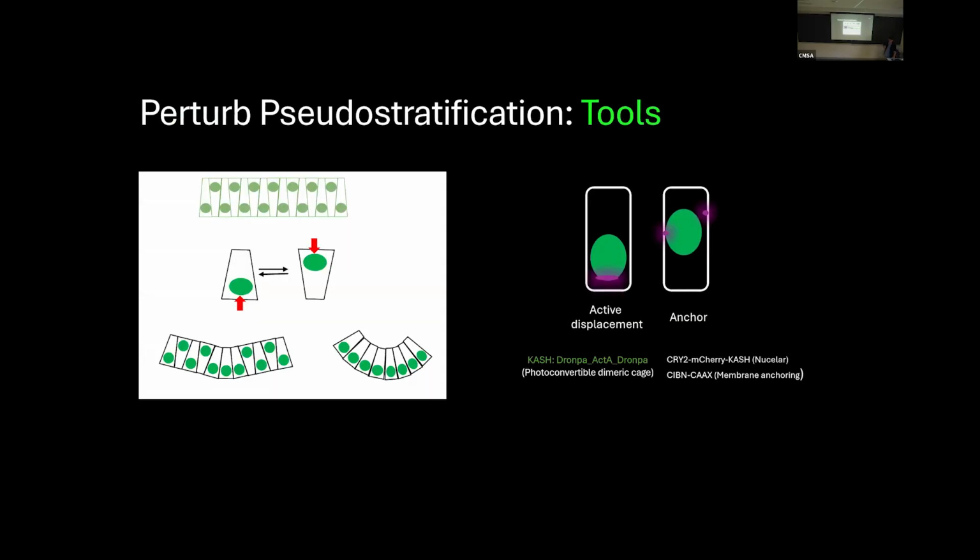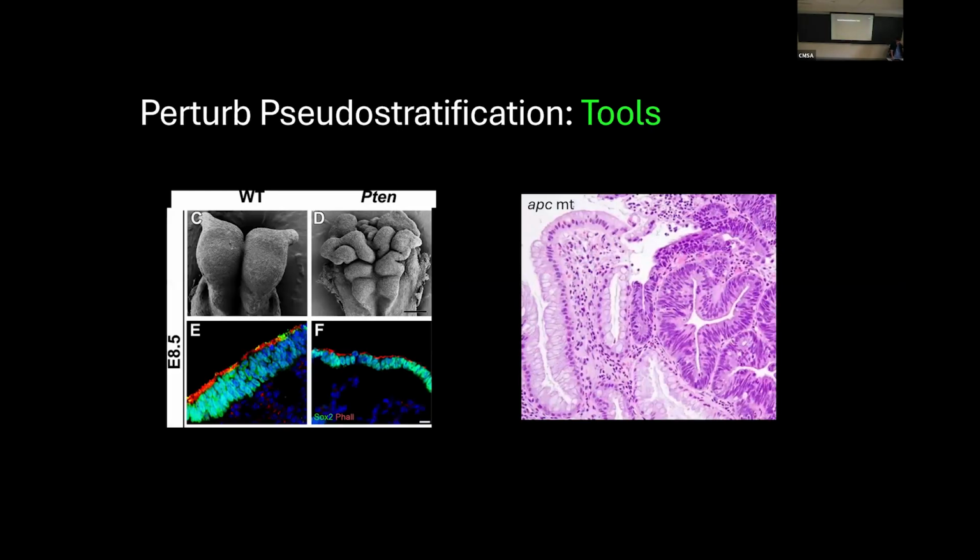That's what we're trying to do with pseudostratification. It will be nice to perturb this architecture actively, where we can move the nucleus up and down and perturb the nucleus and local compressive environment. We are in the process of testing these constructs to either actively displace the nucleus or anchor the nucleus at specific parts and see how it perturbs local mechanics and tissue behavior. There are some genetic ways to achieve this, but we'll first try the mechanical ways and then come to these genetic perturbations.